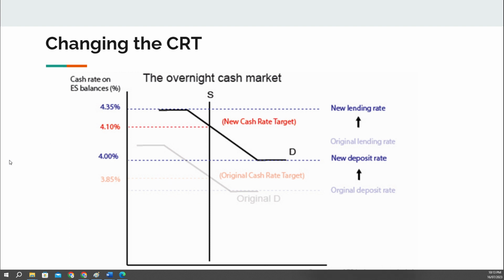Okay, so if the RBA wanted to decrease the cash rate target, they would do exactly the same thing, but the deposit rate would move this way and the lending rate would move this way, and the opposite would occur.